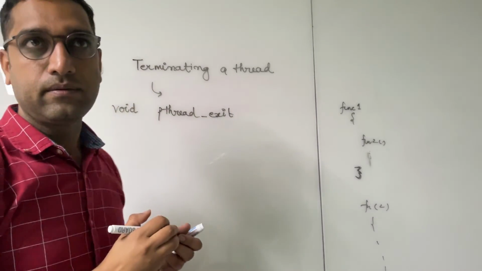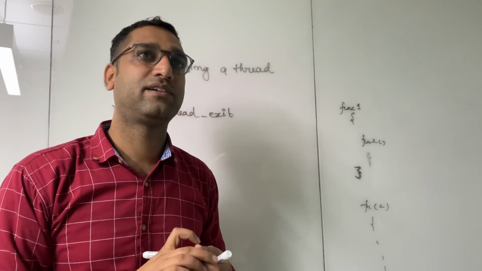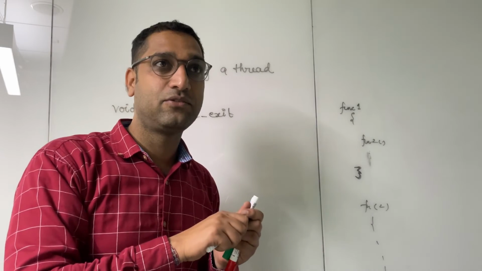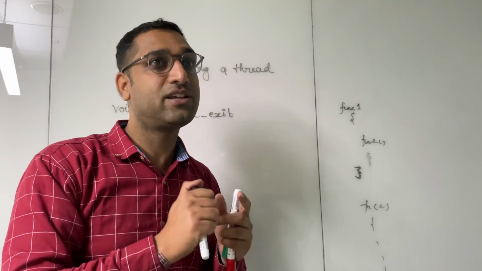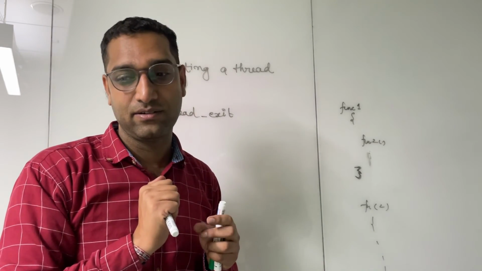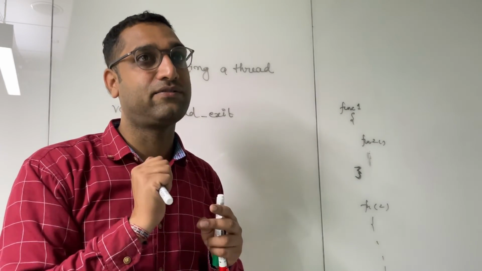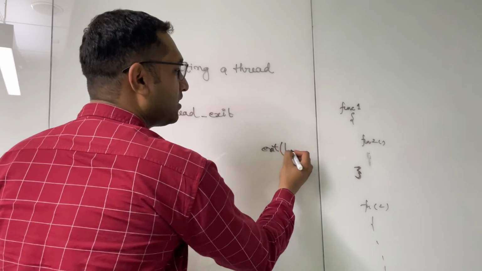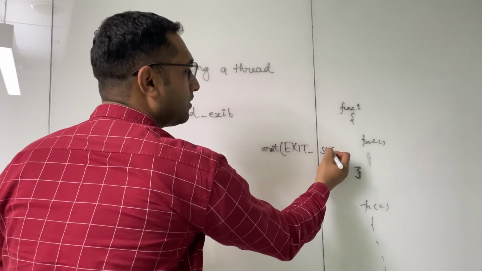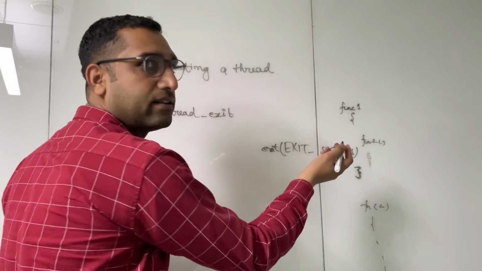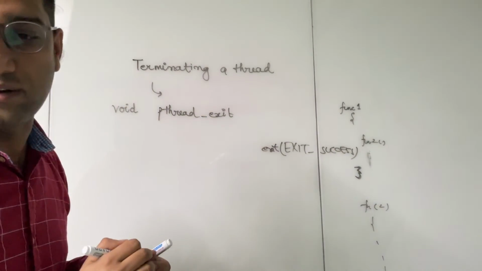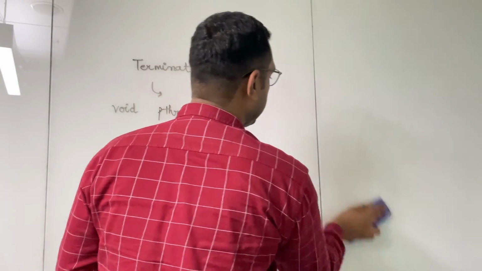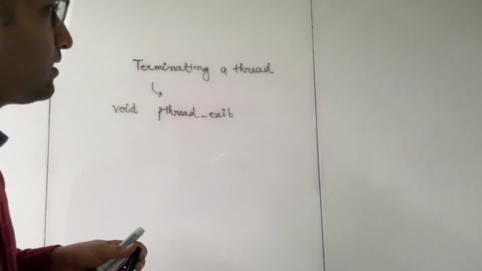It's just like an exit statement, not a return statement, for a thread. A return statement returns something to the calling function. pthread_exit is not returning anything, because it's a void. It's like the exit function. We have exit in C, right? Like exit, and we pass EXIT_SUCCESS or EXIT_FAILURE there. It's more analogous to that than return. So it's like pthread_exit, and it can return a status.